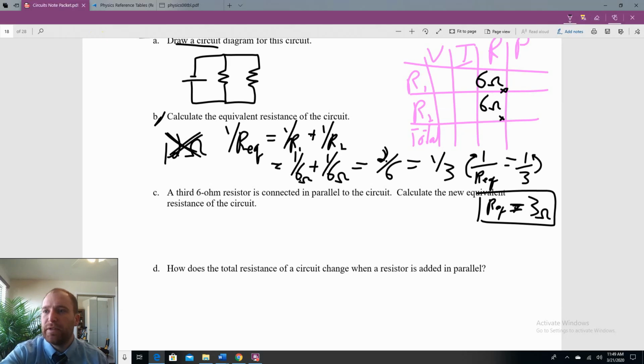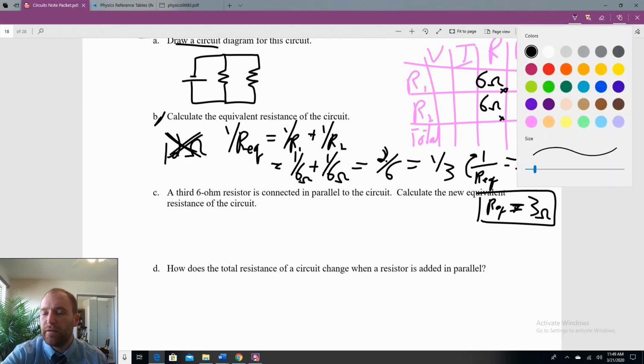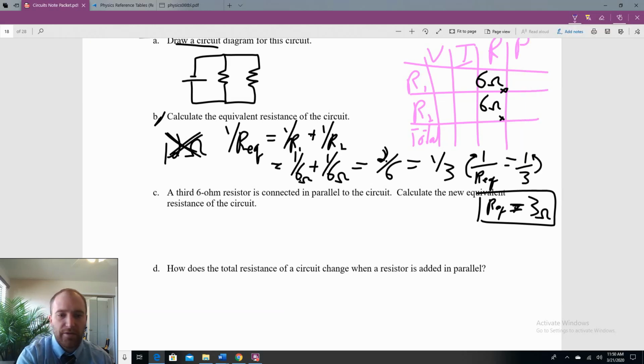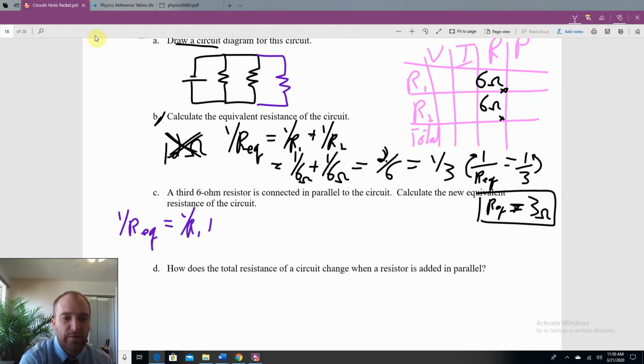So now what I am going to do is add, let's change color, yeah, whatever, a third 6 ohm resistor connected in parallel. So we're adding a resistor like here, and I want the new equivalent resistance. Alright, well, it's still a parallel circuit. We still have to follow that same rule: 1 over R1 plus 1 over R2, but the difference is now we have an R3 attached to it. We have to plug all of these in here: 1 over 6 plus 1 over 6 plus 1 over 6.